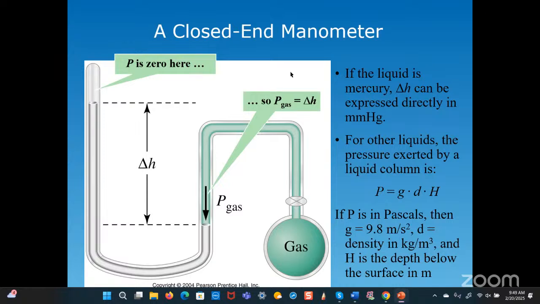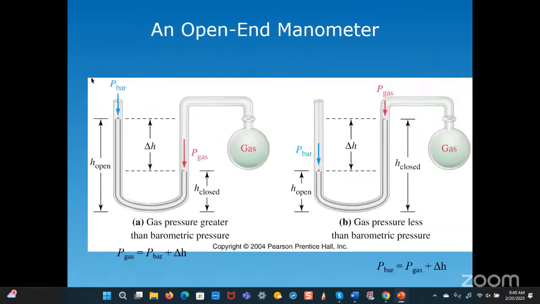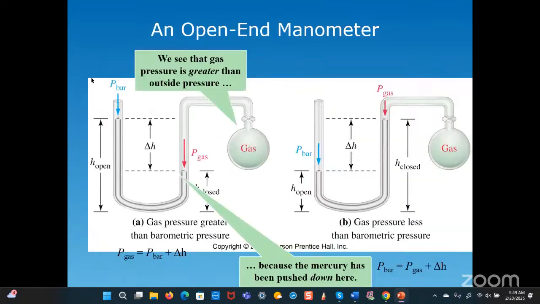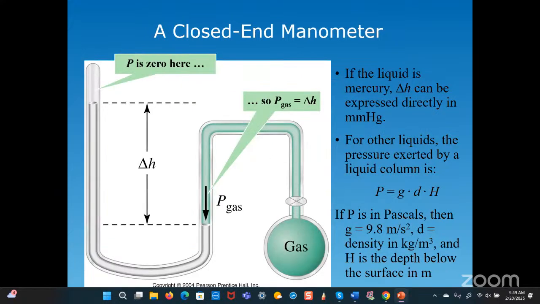One thing I need to say before I move on: the assumption here is that there's a vacuum here, which is effectively true, because when it comes to mercury, the vapor pressure exerted by mercury is very low. So you might have some mercury vapor here, but that would be very, very small, so much so that you can ignore it. So that's what happens in the case of a closed end manometer.